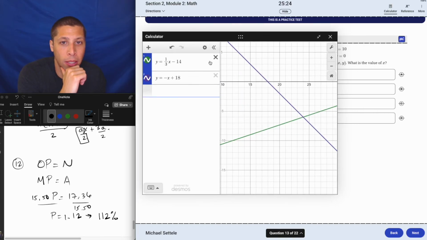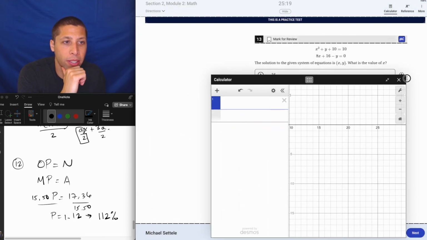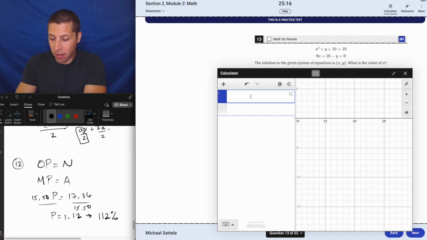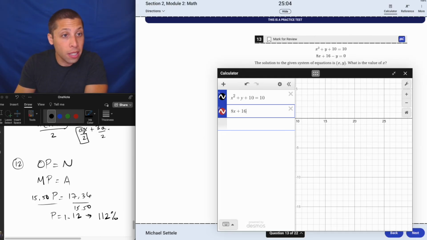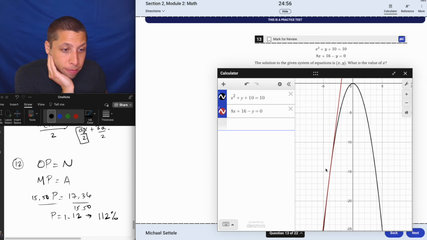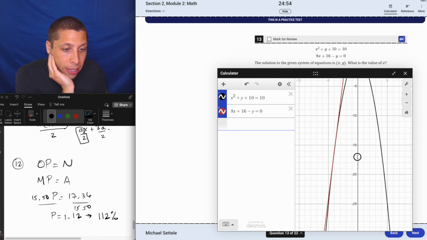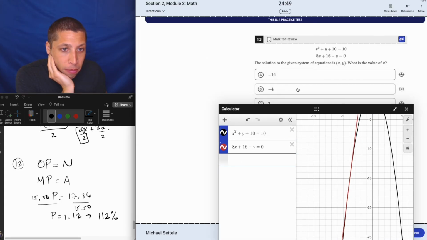Calculator. See, I hate that there's no way to do this. That's not, oh, there we go. Okay. x squared plus y plus 10 equals 10. 8x plus 16 minus y equals 0. All right, what do we want? Solution? It's somewhere here. Oh, there it is, right? It's going to pop up. -4, -16. What is the value of x? -4. Cool.